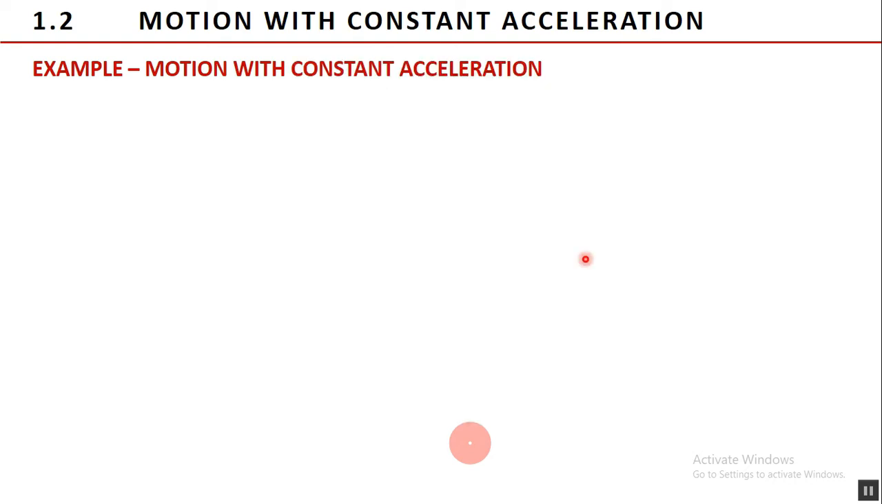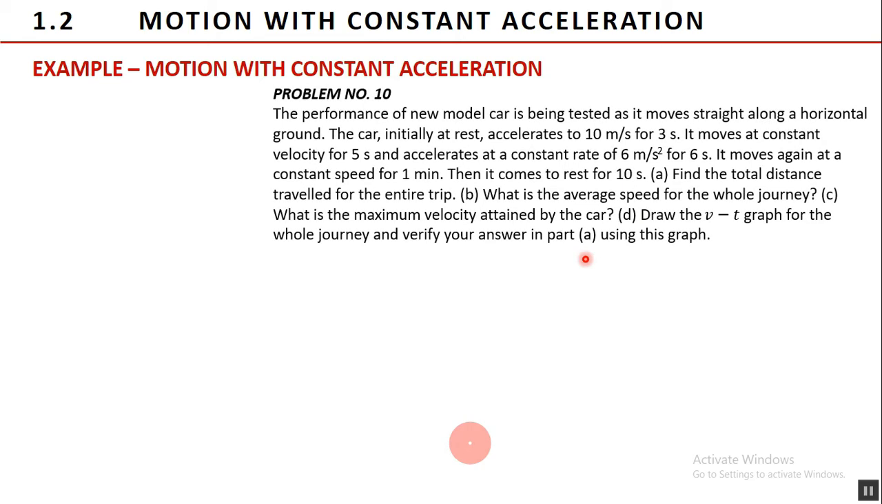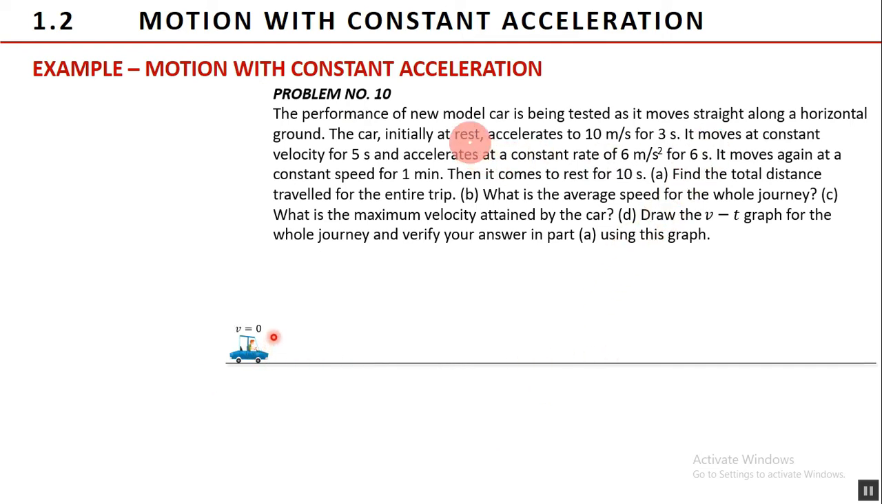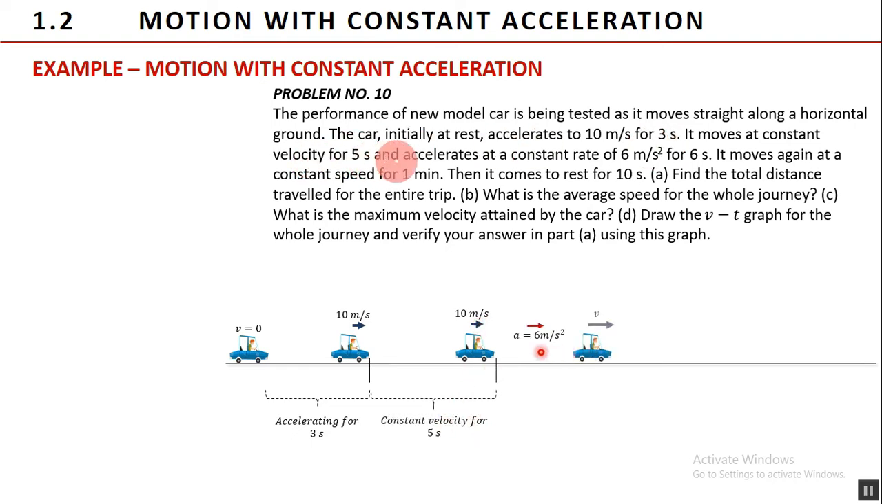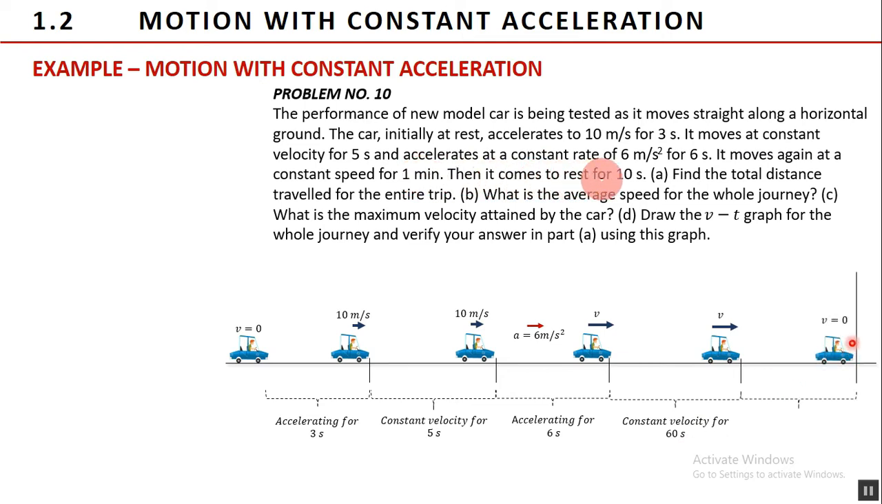Now let us conclude what we have discussed about uniformly accelerated motion by considering this sample problem. Problem number 10. The performance of a new model car is being tested as it moves straight along a horizontal ground. The car, initially at rest, accelerates to 10 meters per second for 3 seconds. It moves at constant velocity for 5 seconds and accelerates at a constant rate of 6 meters per second squared for 6 seconds. It moves again at a constant speed for 1 minute or 60 seconds. Then it comes to rest for 10 seconds.